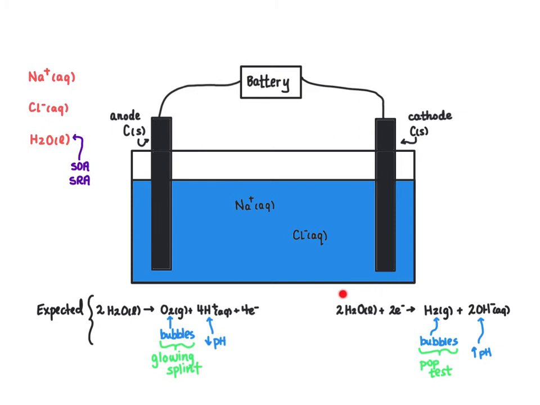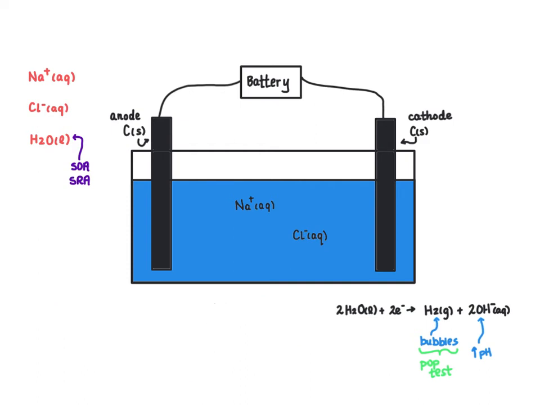And we do see this reaction at the cathode, so the production of hydrogen gas and hydroxide. We do not see the expected observation at the anode. Instead, we see the production of yellowy green bubbles and the scent of chlorine.